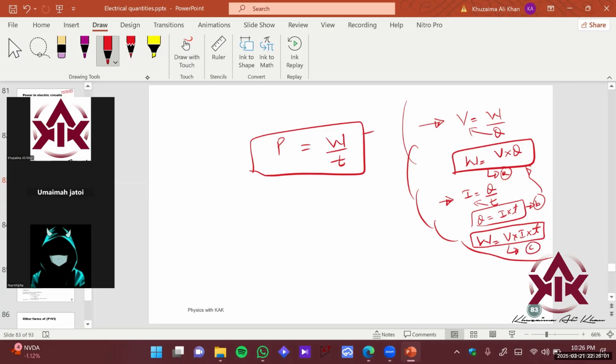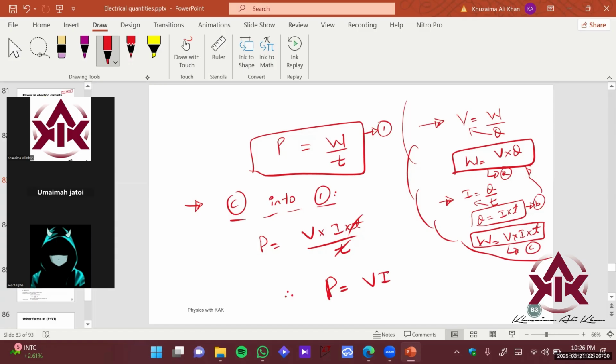And this is equation number 1. Now again, I can substitute equation C into 1. Let's see what we get. Power is equal to V into I into T divided by T. So this T and T cancel out. Therefore, if we want to find power in an electrical circuit, that is simply equal to the potential difference across that particular component times the current flowing in the circuit. So power is equal to VI.